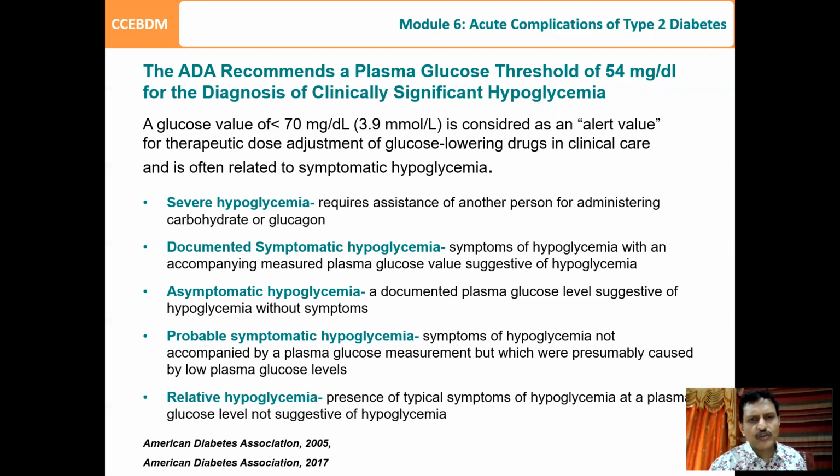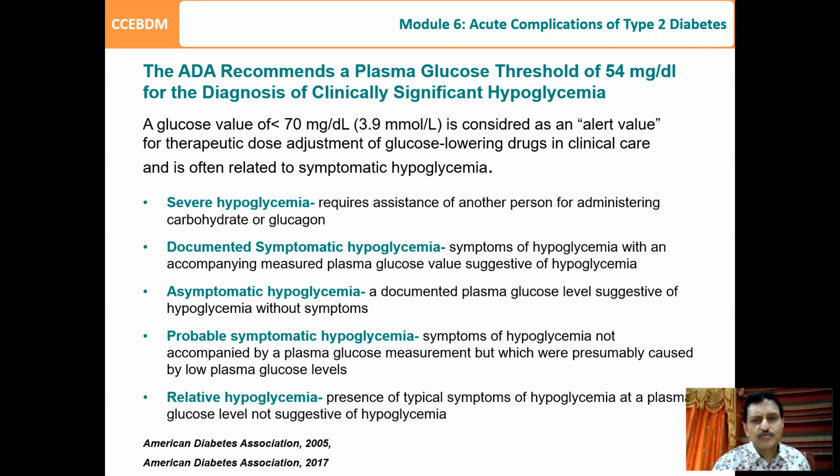Now then again, we have documented symptomatic hypoglycemia, which means the patient has a symptom, the patient has checked his blood glucose, and it is documented. So it is documented symptomatic hypoglycemia. There may be asymptomatic hypoglycemia. Often you will find that the patient will come to your clinic with no symptoms, but the blood glucose level is in the 60s, 58, something like that. So it is documented that there is hypoglycemia, either in the meter or in the lab, but the patient had no symptoms. So this is asymptomatic hypoglycemia.